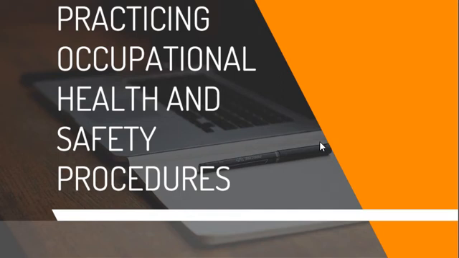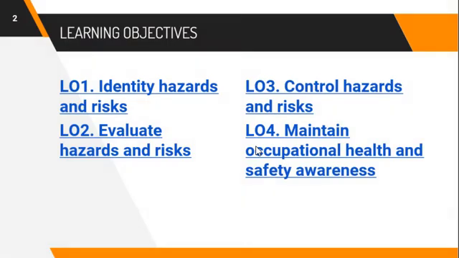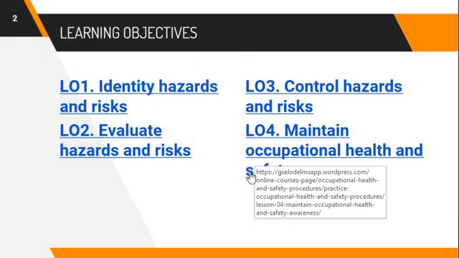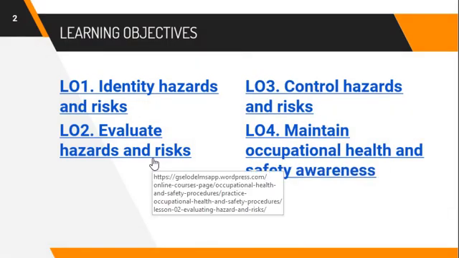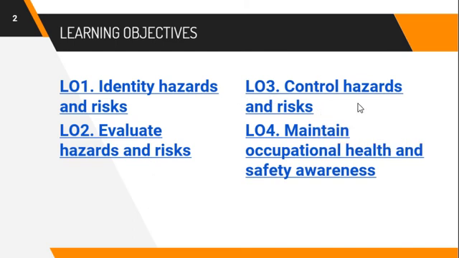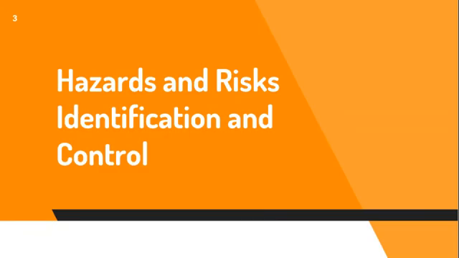Howdy, today's lecture is on practicing occupational health and safety procedures. Our main objectives are to identify hazards and risks, evaluate hazards and risks, control hazards and risks, and maintain occupational health and safety awareness. So, hazards and risk identification and control is the first thing that we'll be talking about.